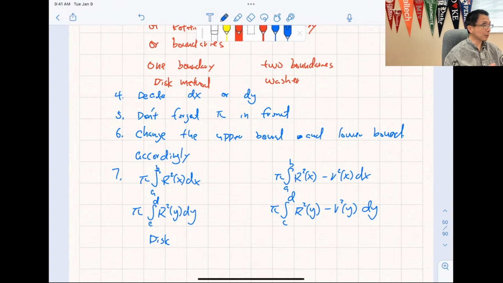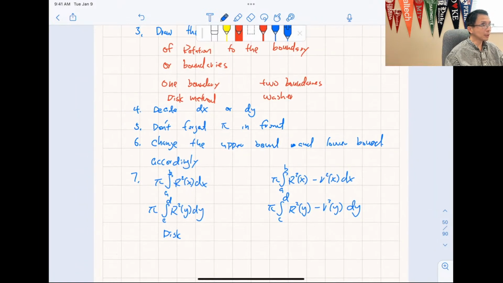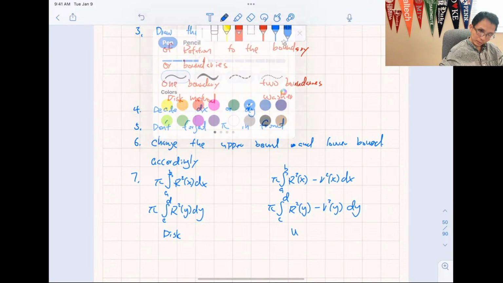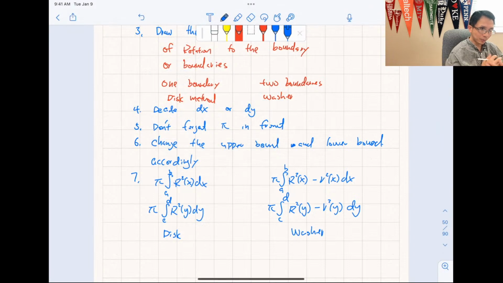So your function must be in terms of y because you're doing dy. Your function cannot be in x and integrate with dy. I've seen some people do that. That's very bad. So always make sure they're uniform. The boundary is uniform, dx is uniform, the function is uniform. Once you do that, this part is a washer.